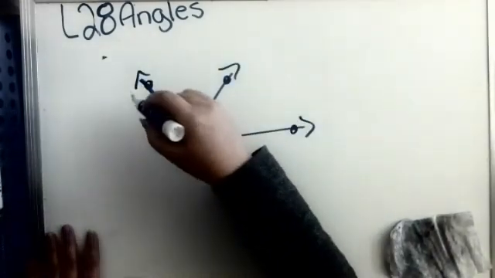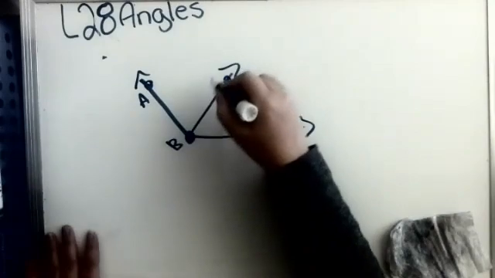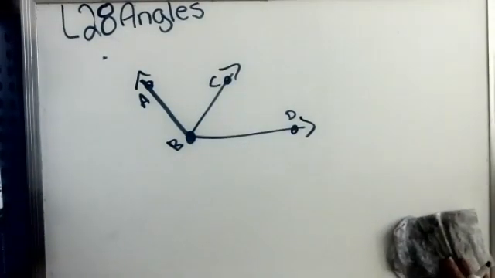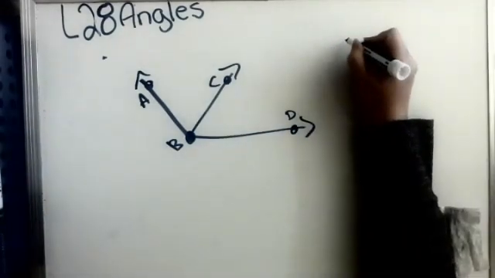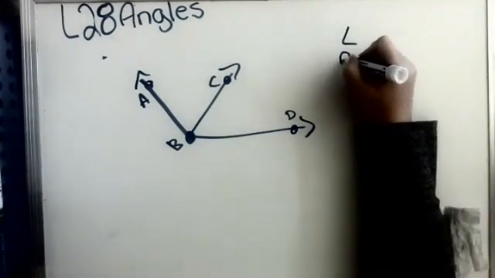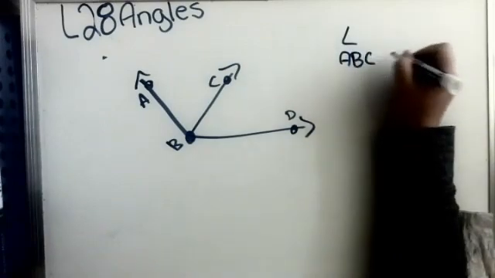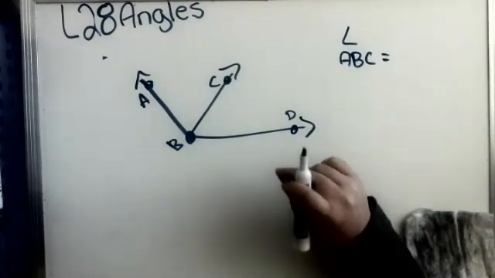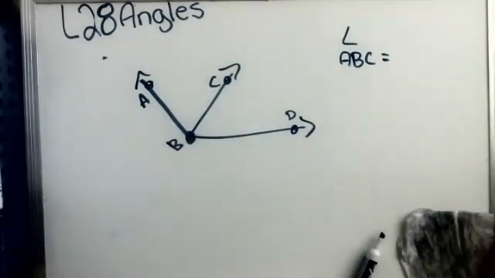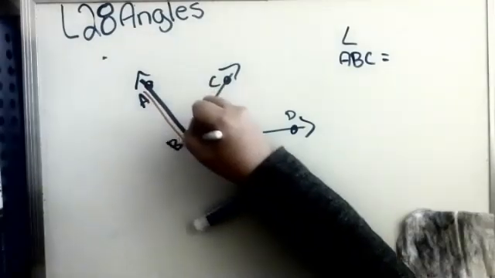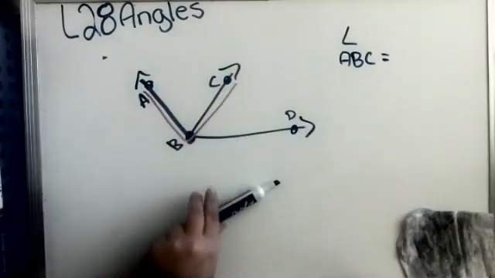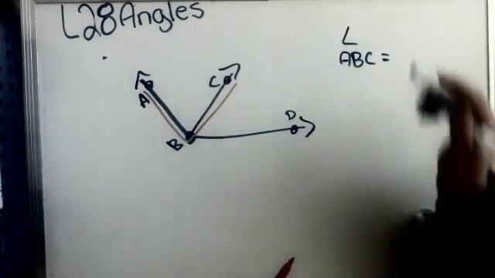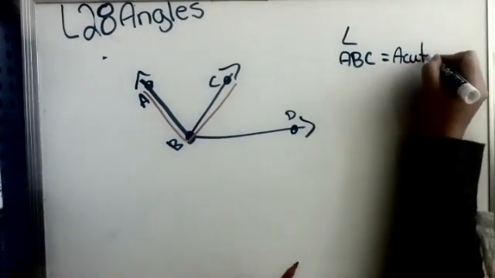So this is a figure made up of multiple different points. Okay, so if I were to ask you the angle ABC is what? So you'd be looking specifically at A, B, and C. A, B, C. Okay, so you're looking at this angle. Now that angle, looking at it, I would say is acute. It is smaller than a right angle, so I would label it acute.